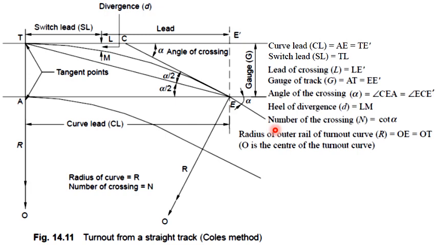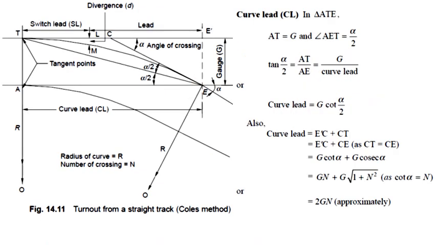Radius of outer rail of turnout curve R is given by OE or OT. The point O is here, which is the center of the curve. So radius is OE or OT. OT is this distance and OE is here. So let's see the notations one by one.